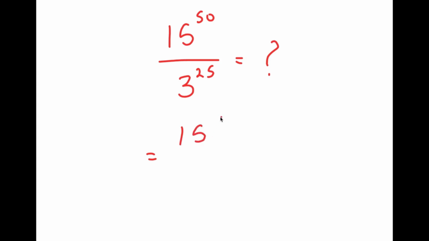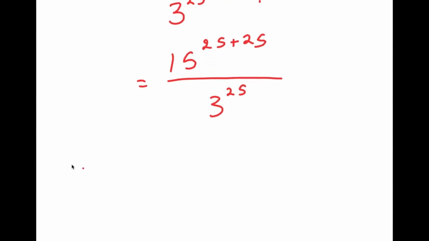Alright, so in this video, I'm going to solve the problem 15 to the power of 50 over 3 to the power of 25. To solve this, I'm going to first start by rewriting this as 15 to the power of 25 plus 25. So we wrote 50 as 25 plus 25, over 3 to the power of 25.